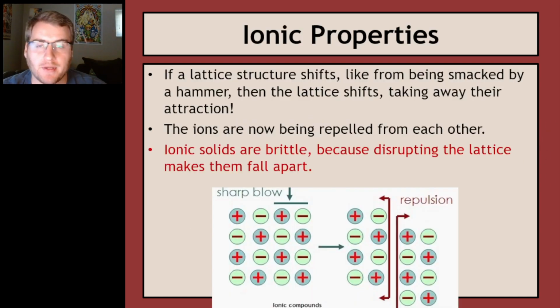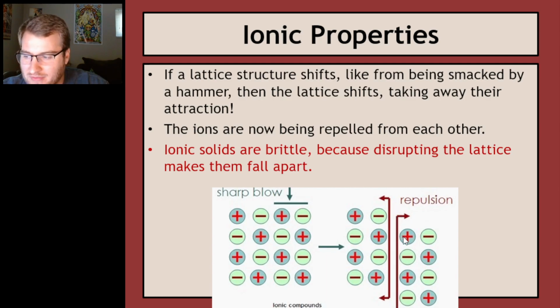All right, some properties of ionic compounds are all explained by their lattice structure. If a lattice structure shifts, even by 1 atom, so let's kind of look at this. We're taking this picture, we have a sharp blow, right? I'm hitting this with a hammer. And if I'm able to shift this lattice structure by 1 atom, this attraction pattern falls completely apart, right?